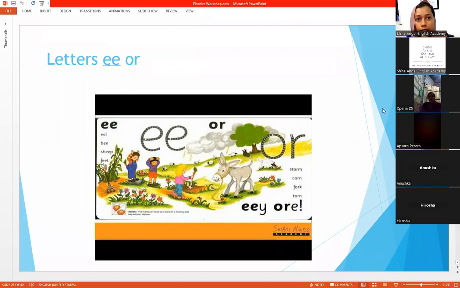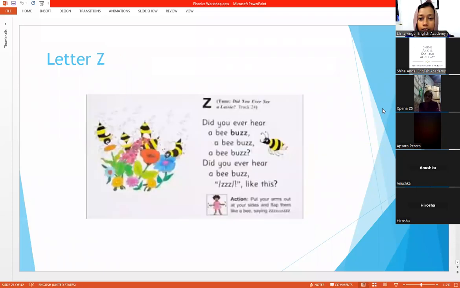So first of all, let's understand the sound. So here we are going to say E, O. You are going to pretend to be the donkey and you speak. E, O, E, O. Right? That is how you read this picture. And the next letter is like the buzzing bee.